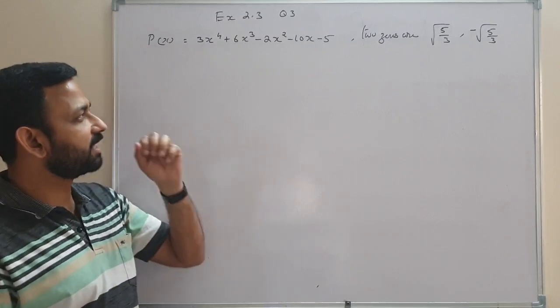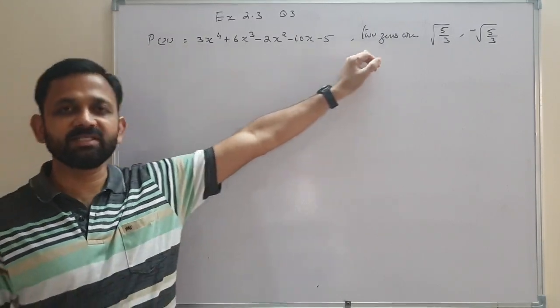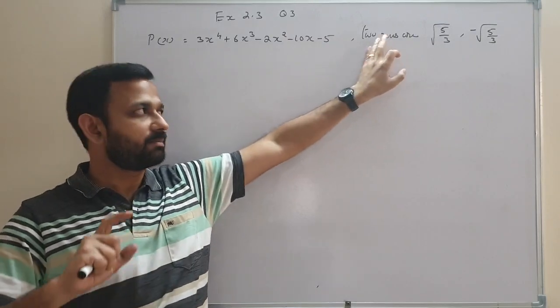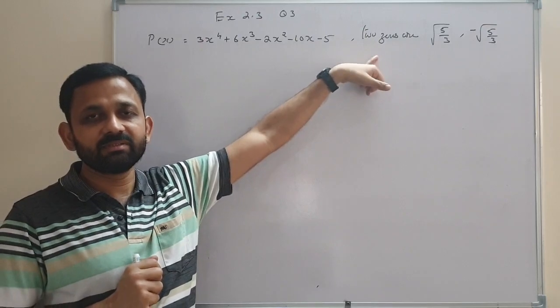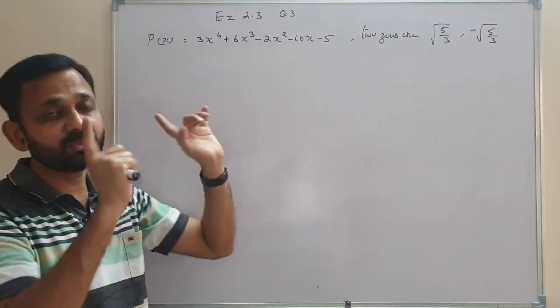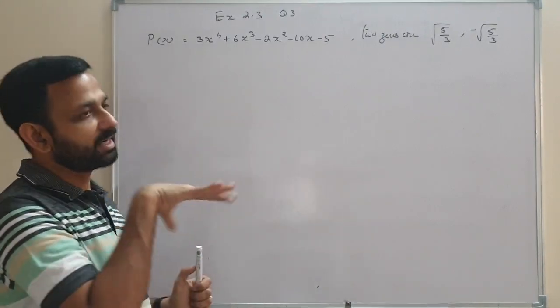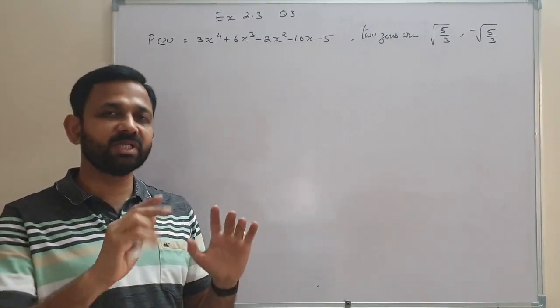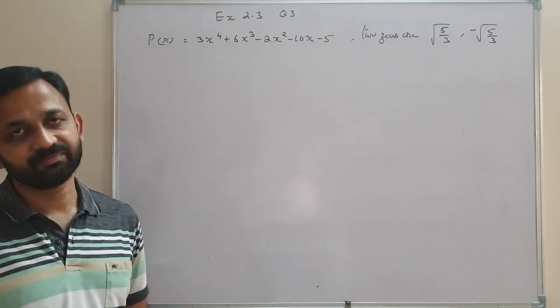In the previous class we learned quadratic polynomial, cubic polynomial, etc. Zeros of a quadratic polynomial: a quadratic polynomial can have maximum 2 zeros. The number of zeros depends on the degree of the polynomial. A quadratic polynomial is a second degree polynomial. It can have maximum 2 zeros.